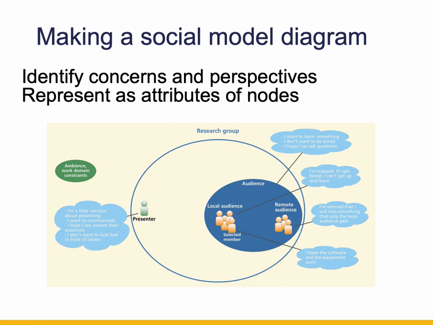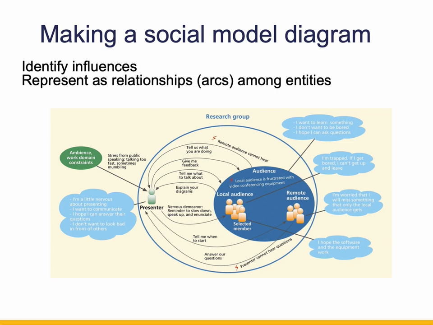In this case, we'd need a social model diagram to basically document the difference of the people who are interacting with the presenter. We can expand our social model diagram by representing the relationship by each of the three unique entities in our social model diagram of a presentation. This is a great graphic that talks about all the interaction possible between the audience members. We've got nervous demeanor, reminder to slow down, speak up, and enunciate. That's for the local. For the remote, we've got other things. We've got the ability to answer questions when the presenter can't hear questions.